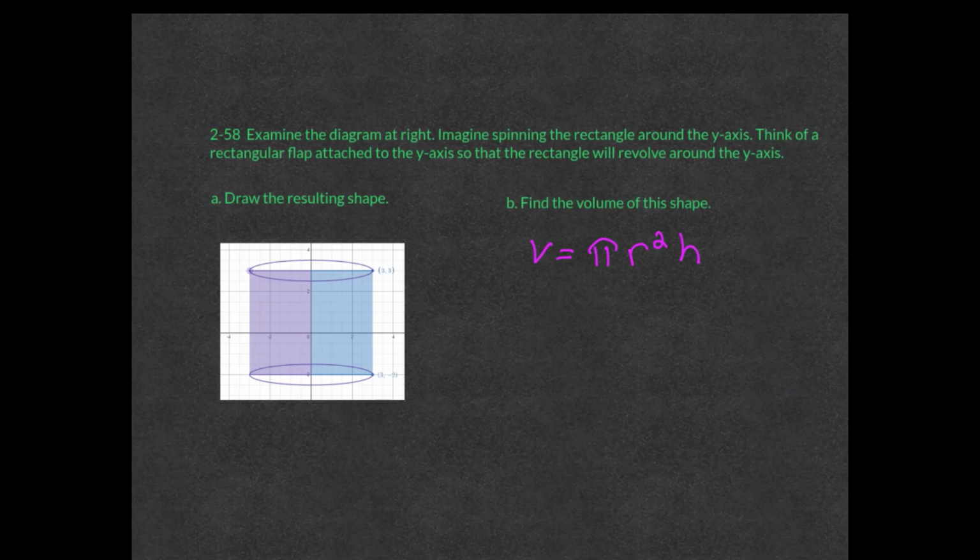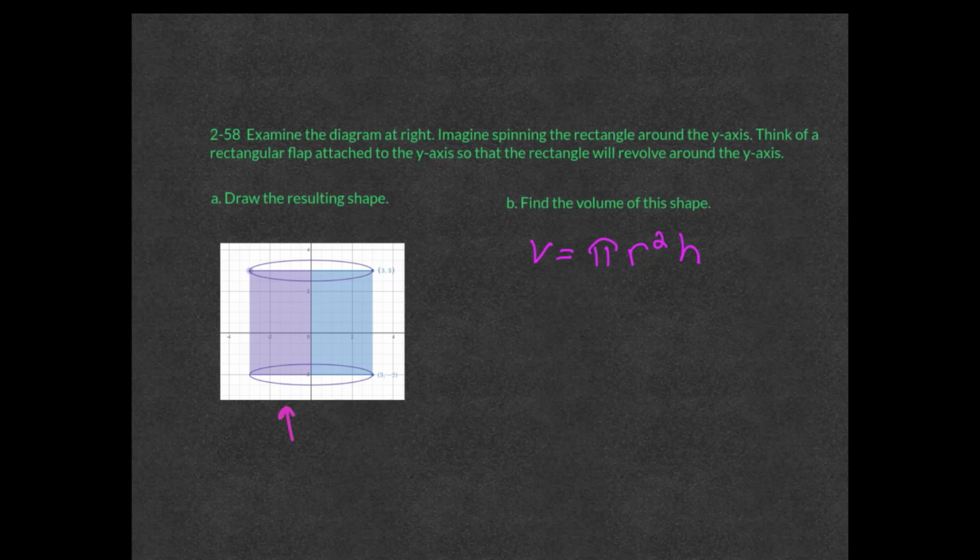Okay, so if you use the activities, this is 2-5/8, and it says examine the diagram at the right. In this case, it's below. Imagine spinning the rectangle around the y-axis. Think of a rectangular flap attached to the y-axis so that the rectangle will revolve around the y-axis. So that, if you look at that, creates a cylinder. And that's what I have here. That's an image of what happens if you use the E tool that they gave you for this particular problem.